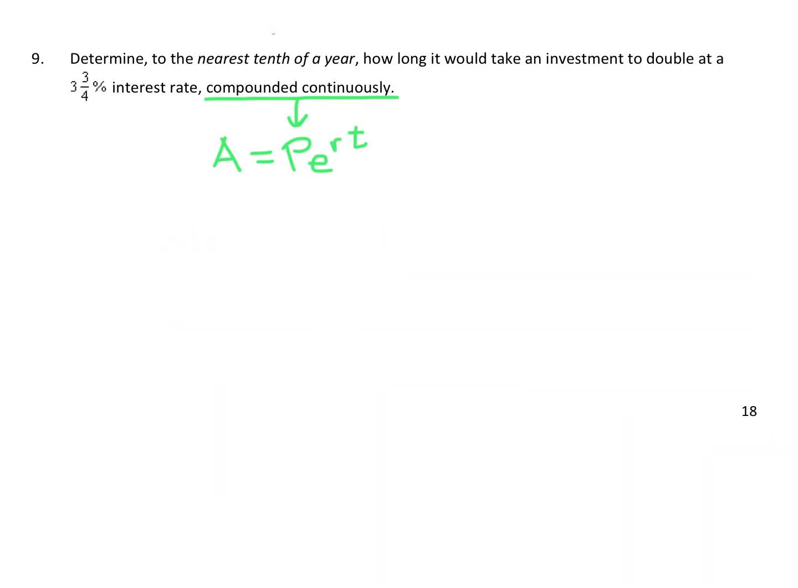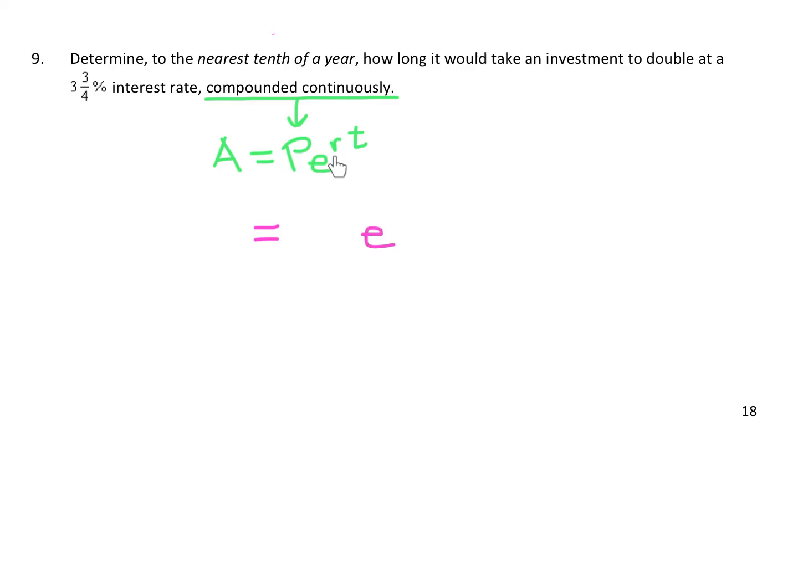Okay, so number 9, they want us to determine to the nearest tenth of a year how long it will take for an investment to double at a 3 3/4% interest rate compounded continuously. All right, so since we see compounded continuously, we know we're using our A-PERT formula. All right, so let's take a look at what they give us. So let me bring down the equal sign and the E, and we know we're going to have to plug in numbers for everything else.